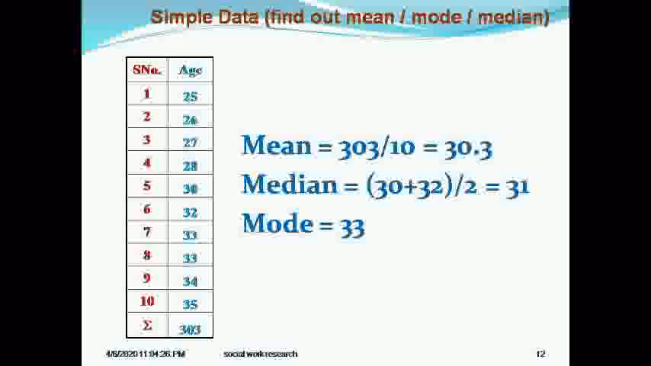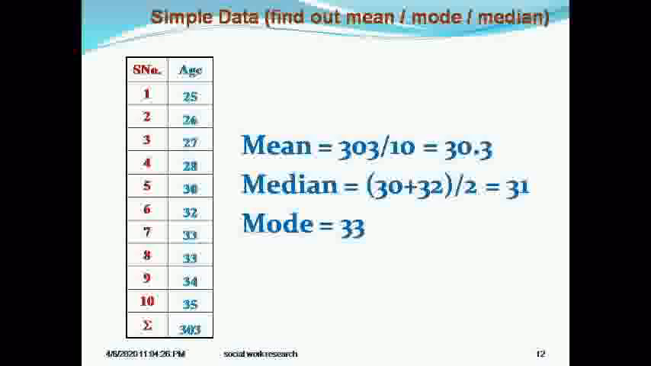When there are 10 observations, median means the average of 5th and 6th observation, because there is no middlemost observation. In the middle there are two numbers, they are 30 and 32. So the median is calculated by adding up these two values divided by 2, that is 30 plus 32, that is 62 divided by 2 is 31. 31 is the median of this observation.